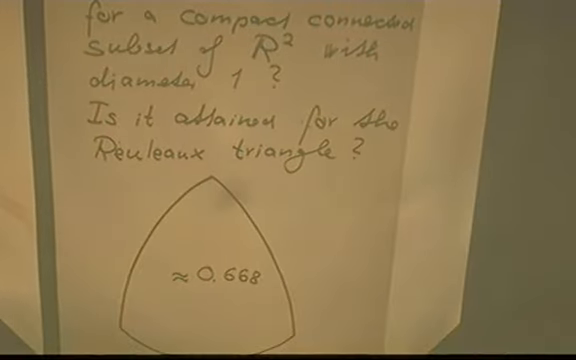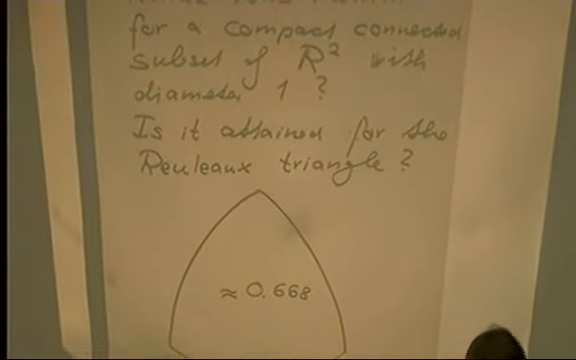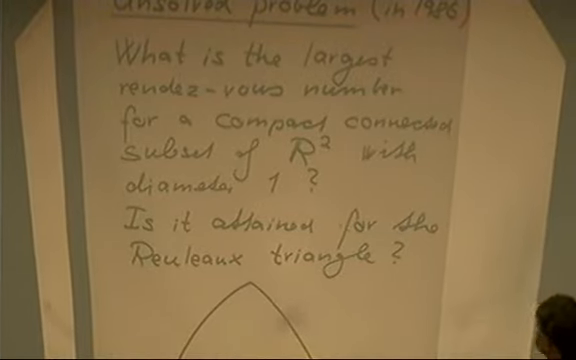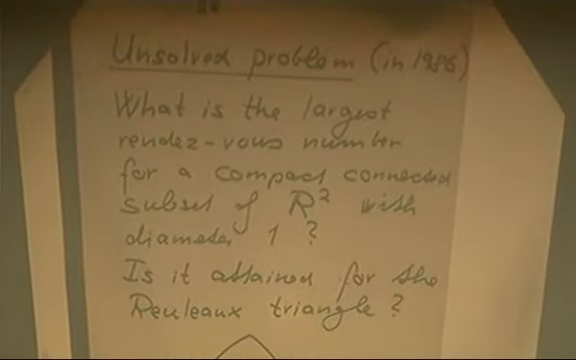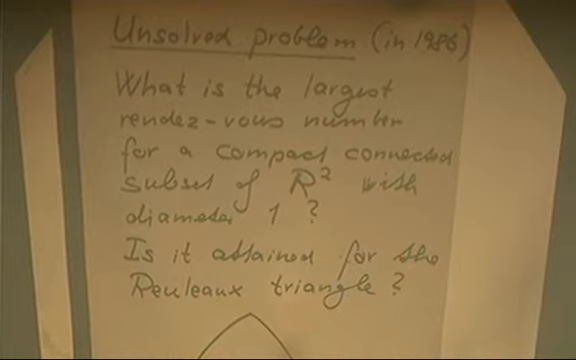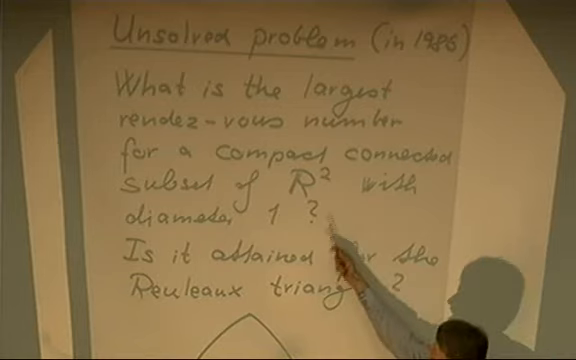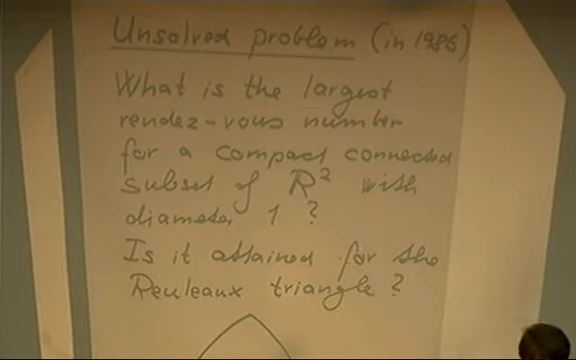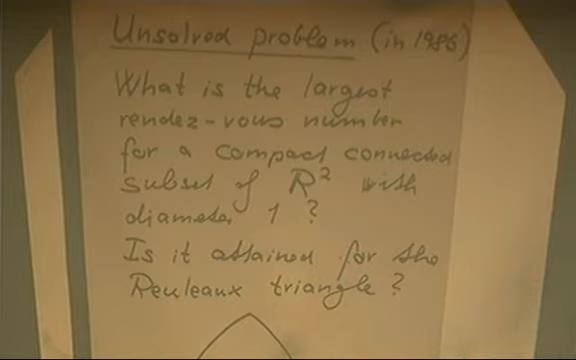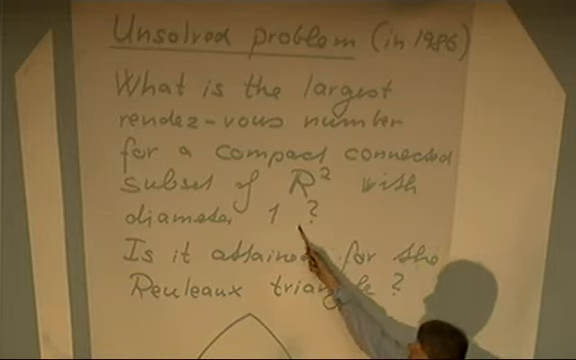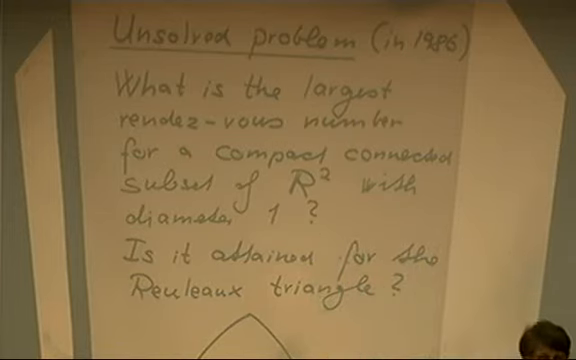And then let me finish with an unsolved problem. At least it was unsolved in 1986 when it was made, and I believe it's still unsolved. I've not seen the solution to this. Let us look at compact connected subsets of the plane, and let's say that they have diameter 1. If you have such a set in the plane, you can scale it so that the diameter is precisely 1. And let's ask, what can the rendezvous number be?